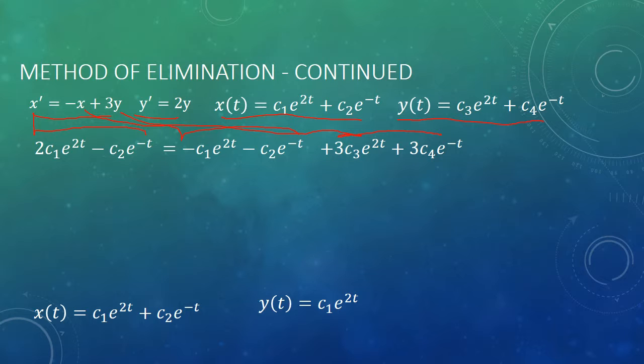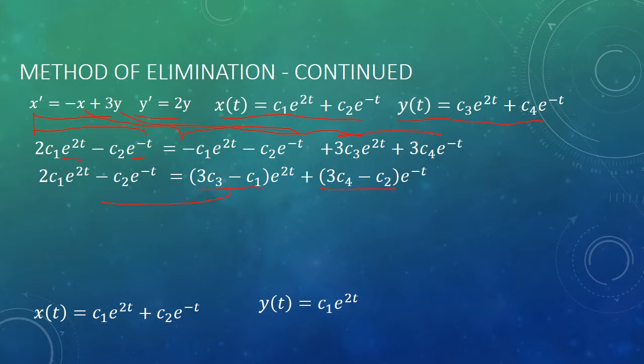So you'll notice I have only terms of e to the 2t times constants and e to the minus t times constants on both sides, so we're going to group those terms together. So here I've got this coefficient times my e to the 2t, and I have this coefficient times my e to the minus t. Just like in partial fractions, the coefficients on the right-hand side have to equal the coefficients on the left-hand side. So I got to make sure that this coefficient has to equal this coefficient, and that this coefficient has to equal this coefficient.